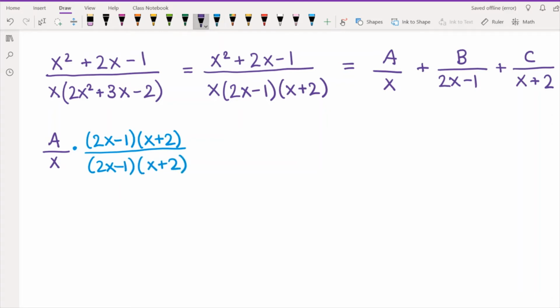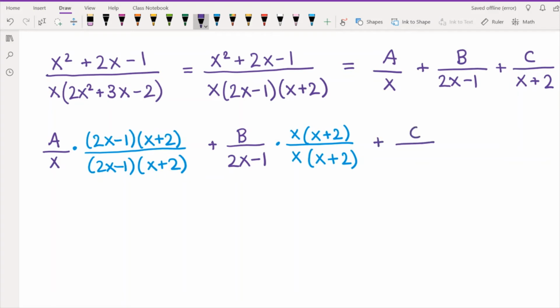And then the next one is B over 2x minus 1. So what's this one missing? This one is missing an x and an x plus 2. And then finally the last one, C over x plus 2, that one is missing an x and a 2x minus 1.